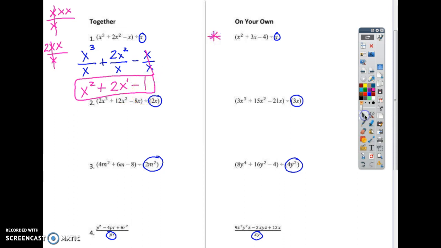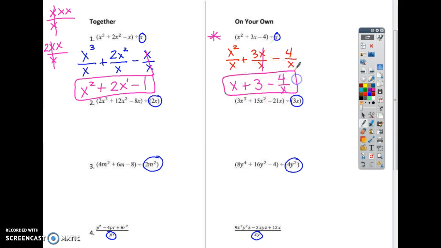Okay? I want you to pause the video and I want you to try this one right here. Go ahead. So you were supposed to rewrite it, x squared over x plus 3x over x minus 4 over x. Right here, 1x can cancel, so it leaves you with just 1. This one, that can cancel, so it leaves you with just a 3. And right here, nothing can cancel. There's no x on top, there's only an x on bottom, so it stays just like that, minus 4 over x. That's your answer.